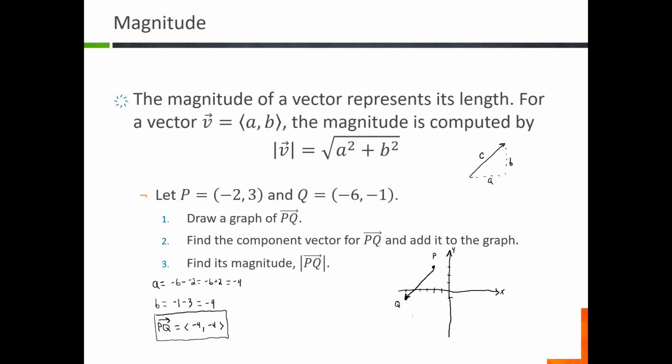So if I wanted to add that vector to the graph, when we do the component form, we start at the origin. So from the origin, I need to go 4 units to the left, which we already have, 1, 2, 3, 4. I also need to go 4 units down. And so our point is right about there. And so we're going to draw our vector here.